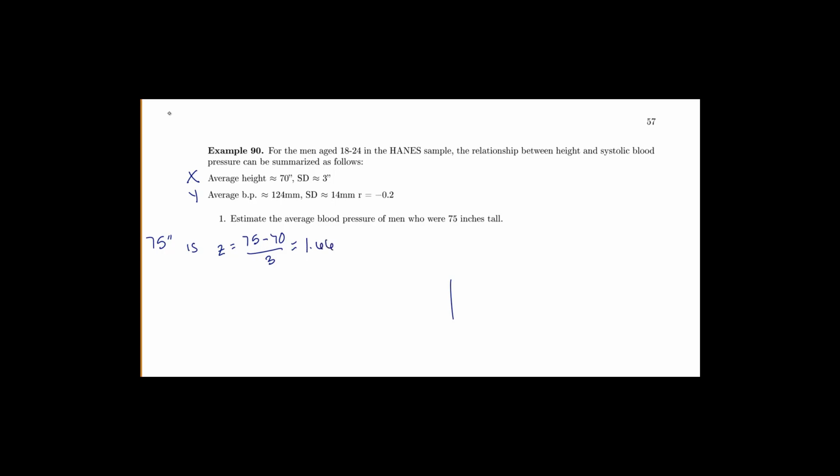So let's just write a note at the top. Our z is x minus the average divided by the standard deviation. And since we have two variables, we could say this is the average of x and the standard deviation of x. So 75 inches is 1.66 standard deviations above the height average.